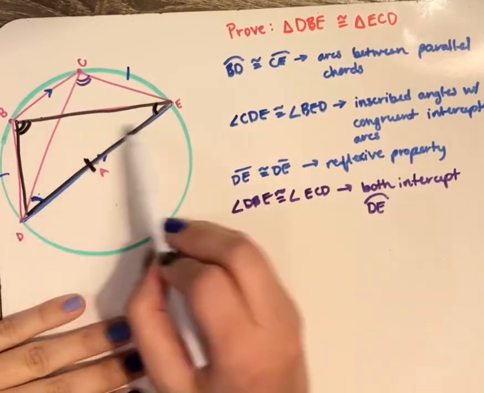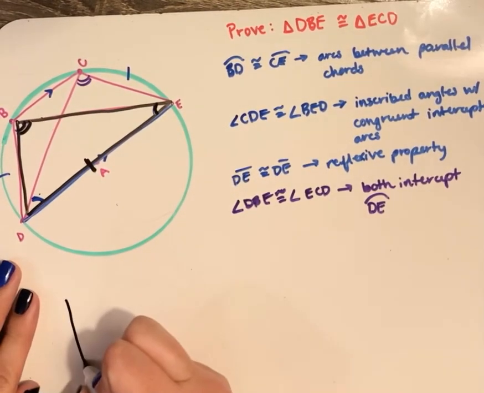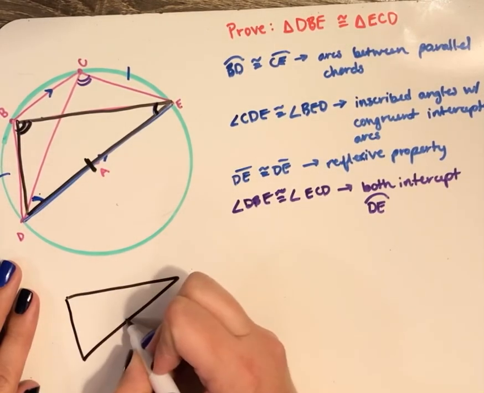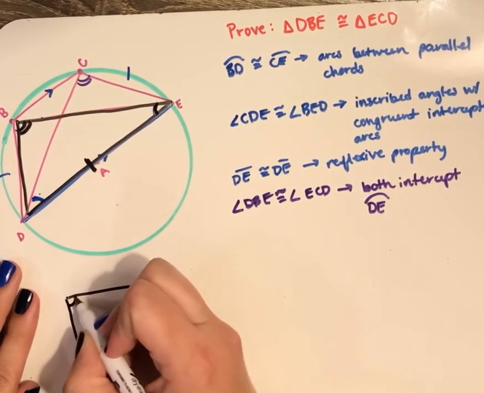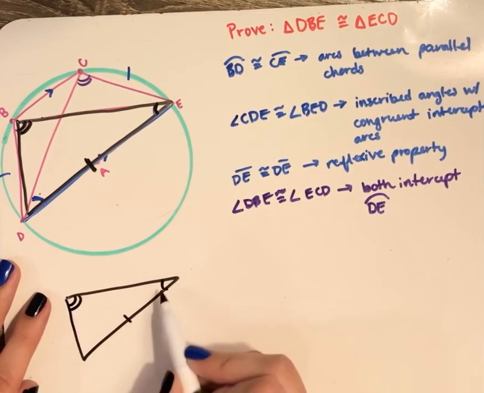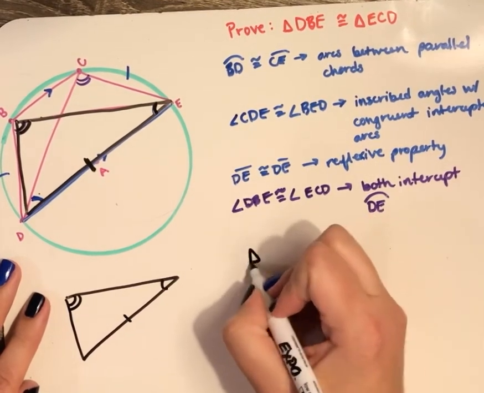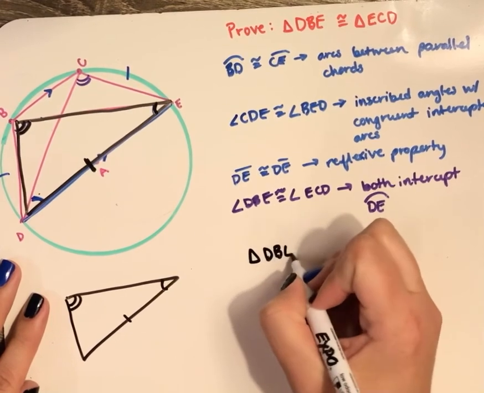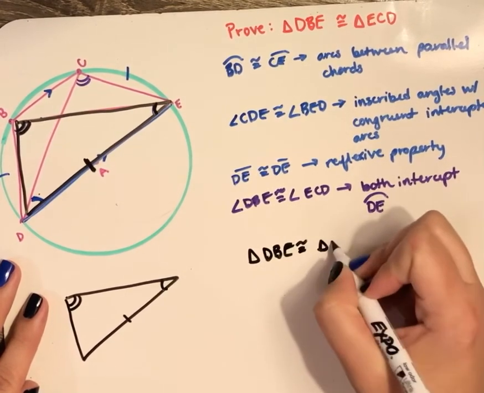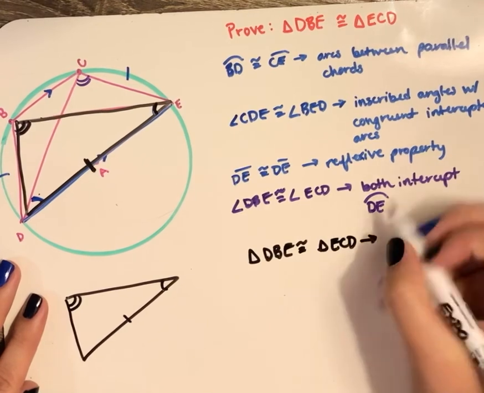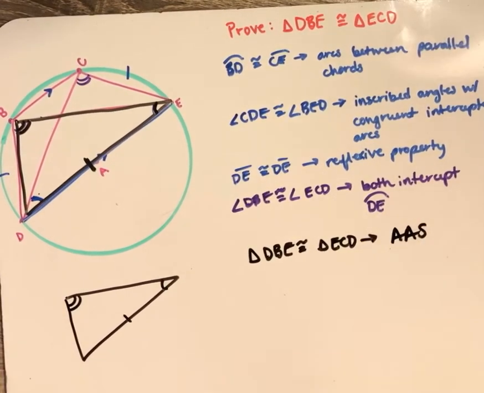So now that I've outlined it, I can also redraw it if I want, if that makes it a little easier. So it's this side, this angle, and this angle, so I can tell that that is angle, angle, side. So my final statement, triangle DBE is congruent to triangle ECD because of angle, angle, side. Now again, this is not the only way that you could have gone through this. This is just the way that seemed most straightforward, most obvious to me. It doesn't mean that the way that you did yours is wrong.